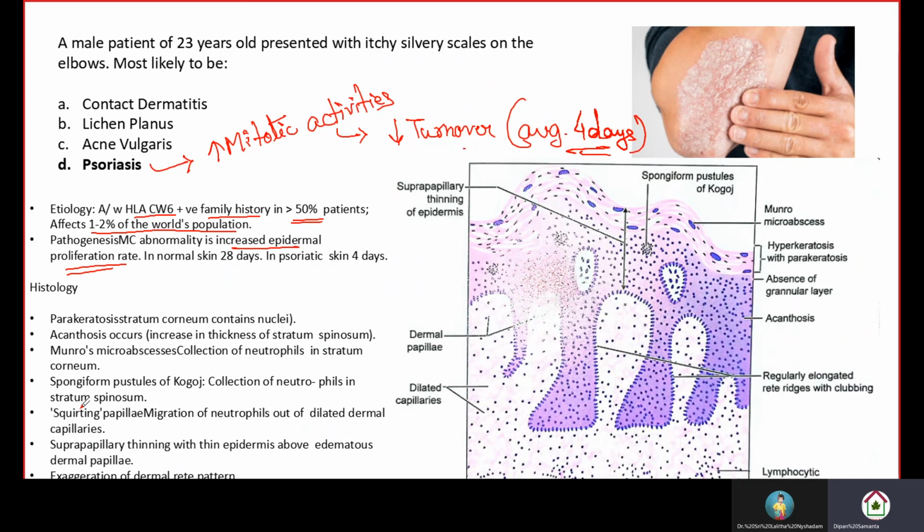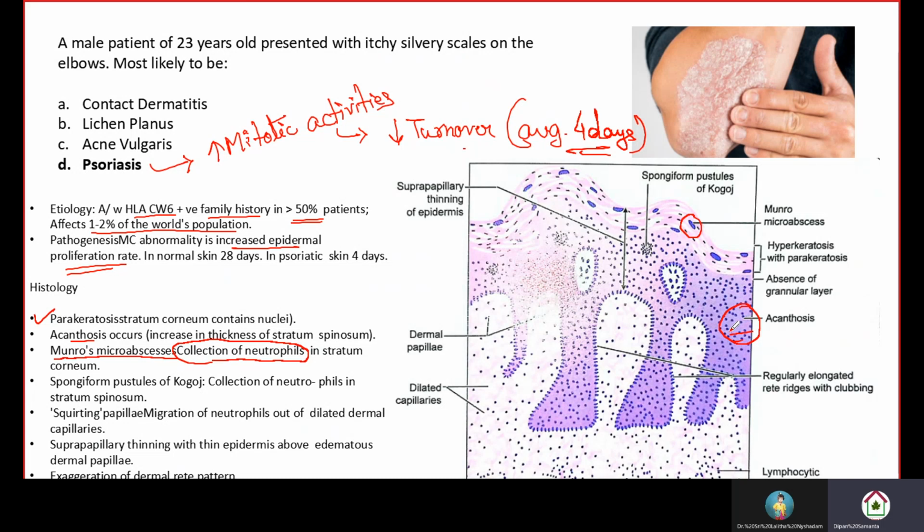Histologically, we see parakeratosis, where the stratum corneum contains nuclei, as we have done already in this class also. Acanthosis. Munro's microabscess can be seen, a collection of neutrophils. This is the typical histological picture of acanthosis and Munro's microabscess. Remember each of these pictures.